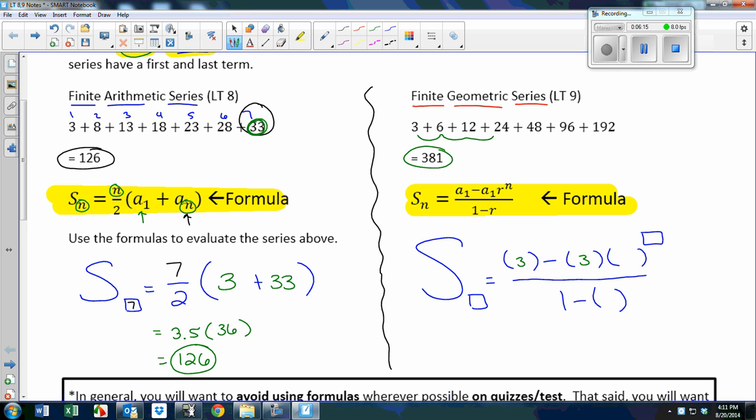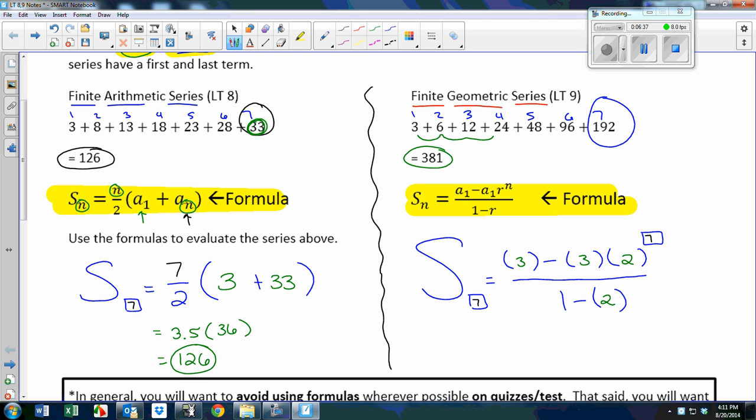Then we'll go to R, because we can figure that out. 3 times 2 gives us 6, times 2 gives us 12, so the R is 2. And then the last piece, which we just talked about on the previous problem, the N: 1, 2, 3, 4, 5, 6, 7. Again, we have 7 terms, so the N is 7.